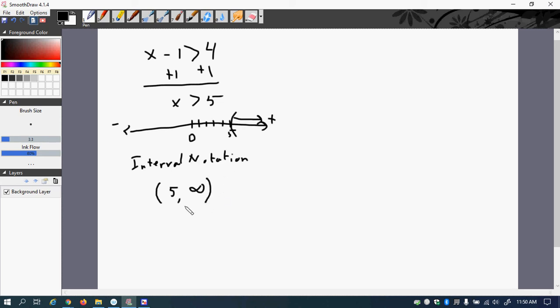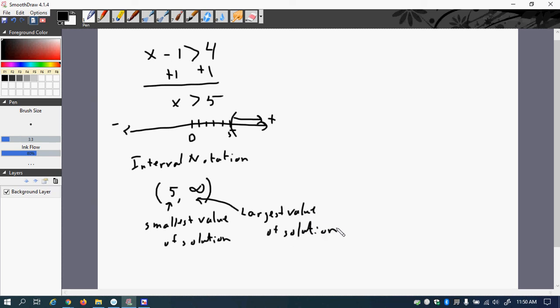And so here is what I call the interval notation, where the first number you always write is the smallest number. So this is the smallest value of the solution. Okay, and the other number, this one here, is always the largest value of the solution. And it's always this way. You have a parentheses, 5, comma, and infinity, which is positive, and close with a parentheses.